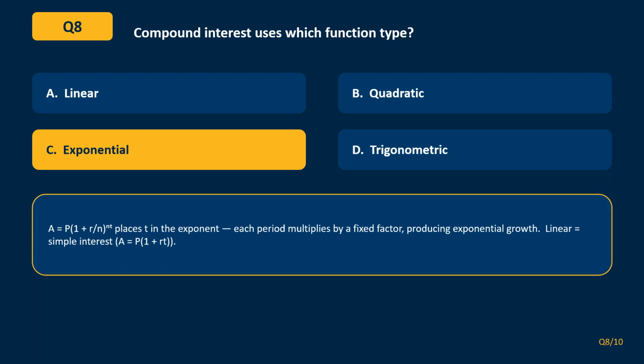Exponential. The compound interest formula A equals P times the quantity 1 plus r over n raised to the power n times t places the time variable t in the exponent. This is the defining characteristic of exponential functions. Each compounding period multiplies the accumulated balance by a fixed factor, and this iterated multiplication over time produces exponential growth.